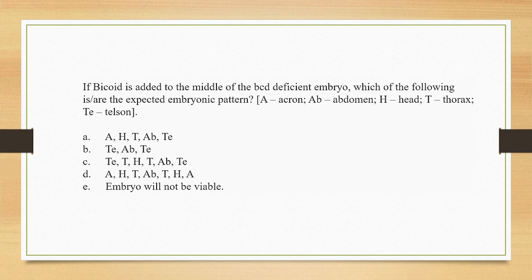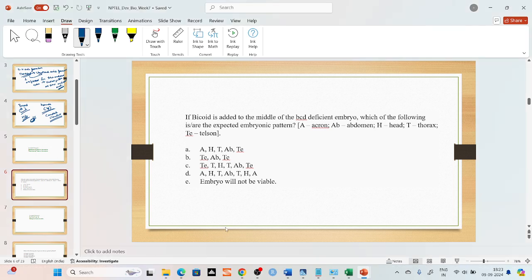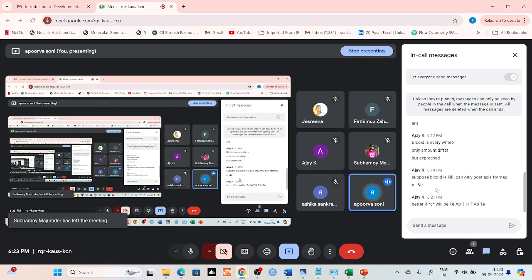Okay, let me see what the correct answer is. Okay, fine. Okay, Ajay has answered. Suppose bicoid is nil, it can only form the posterior axis, E and C. Better if C will be telson, abdomen, thorax, head, thorax, abdomen, telson.